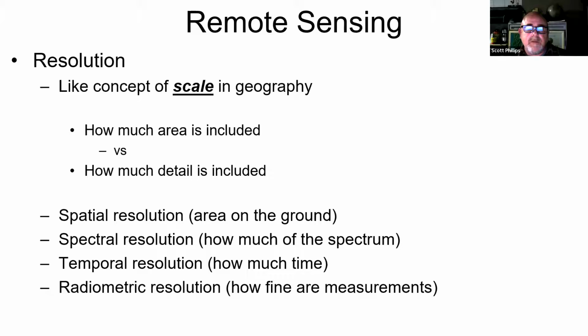And then lastly, radiometric resolution, and that has to do with, we've talked in the past about different kinds of bits with numbers, and this is exactly with that. How many different values can you collect for each measurement?